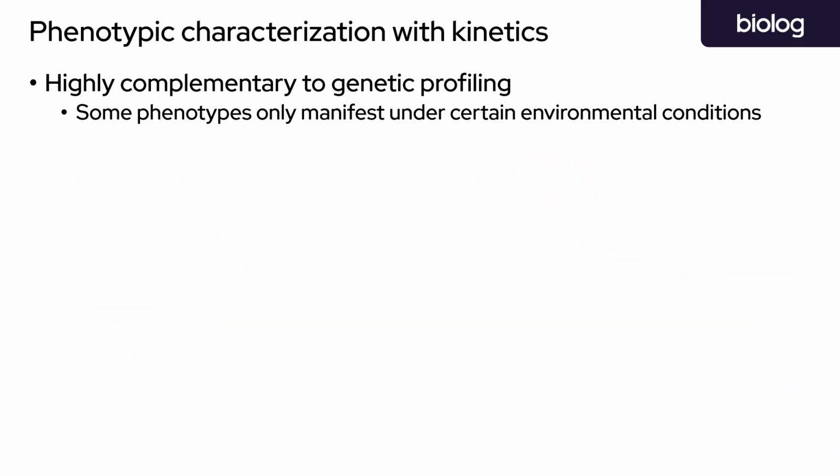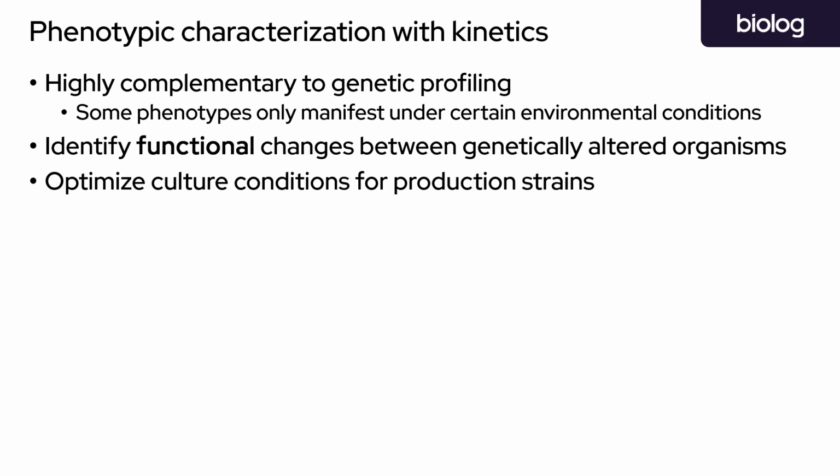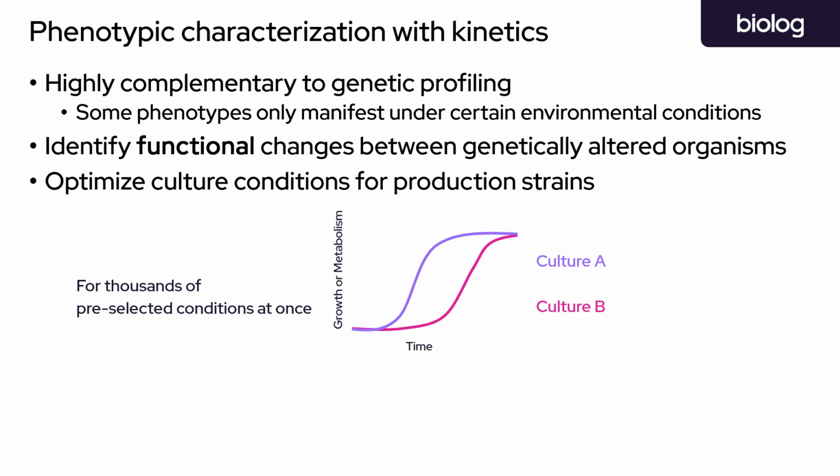Using Odin for kinetic phenotypic characterization is highly complementary with genetic profiling, making it an ideal tool for screening large libraries and complex communities, which may have different phenotypes depending on their environment, or identify key functional changes in mutants. Screening across a large library of conditions can also be helpful in optimizing culture conditions to boost production in industrial strains. So why bother with kinetic data? Well, some phenotypes manifest only as differences in growth over time, like in this example where culture B took longer to begin metabolizing the substrate, but both cultures eventually reached the same endpoint.